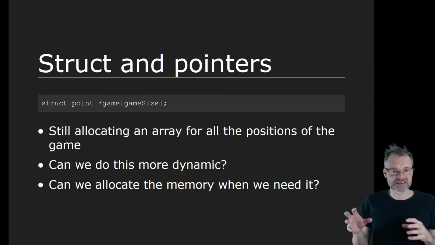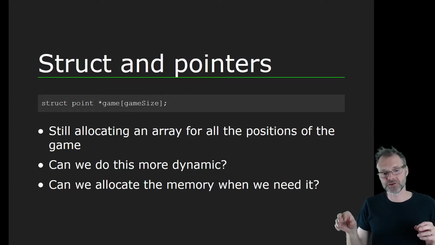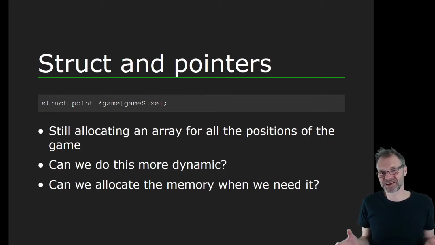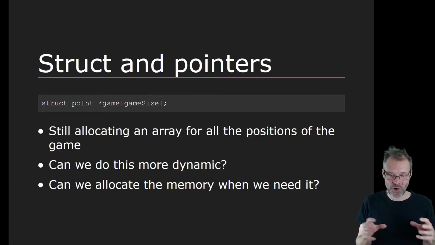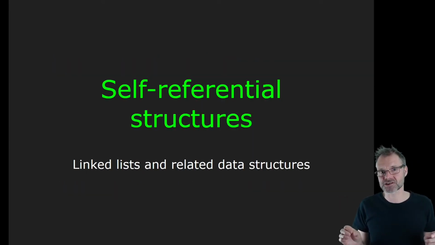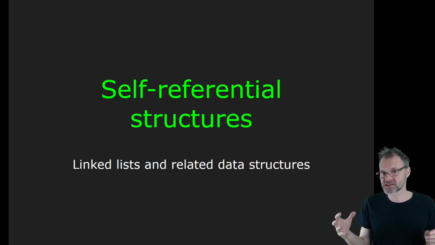So now we have these struct pointers, pointers to struct point in the game array, but it's still 25 elements long. So we're still allocating this array for all the positions in the game. Can we do this more dynamically? Can we allocate all the memory when we actually need it? So let's see what self-referential structures can do for us. This is a nice name for what you might have heard of as linked lists and other related data structures, tree structures and so on.